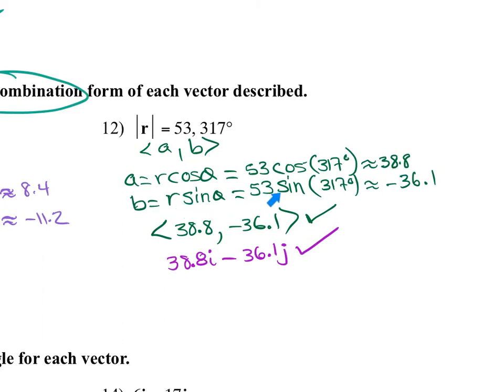And B is r sine theta, which is 53 sine 317. And your calculator will give you -36.1. So the component form is 38.8, -36.1, and then you have the linear combination form of 38.8i minus 36.1j.